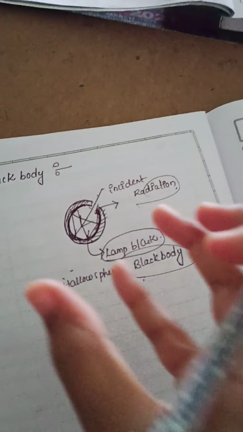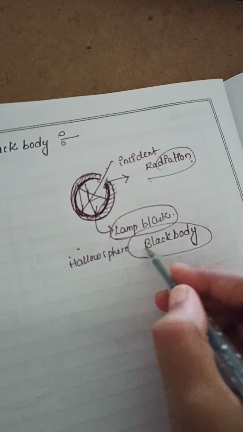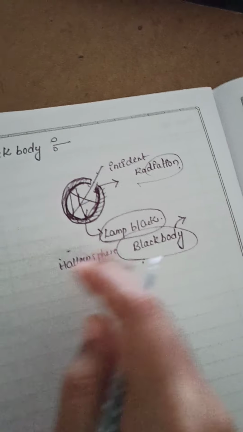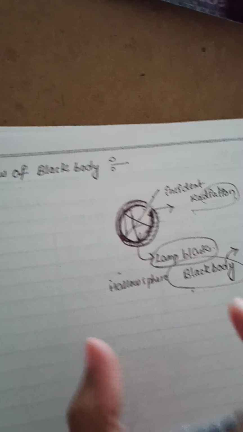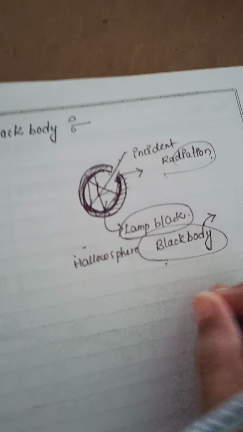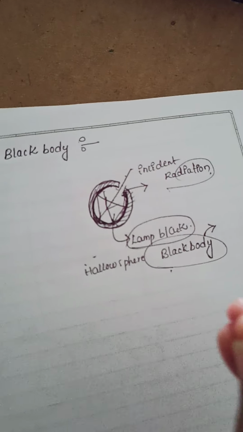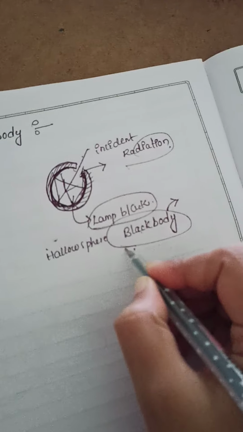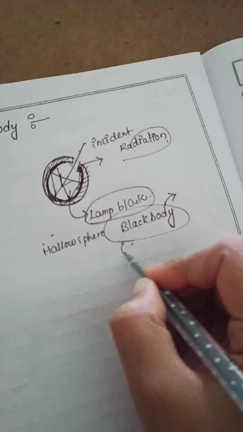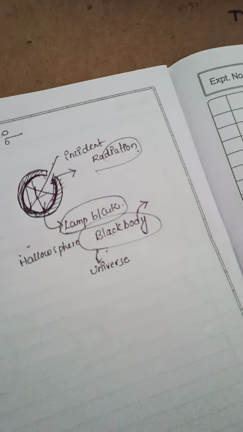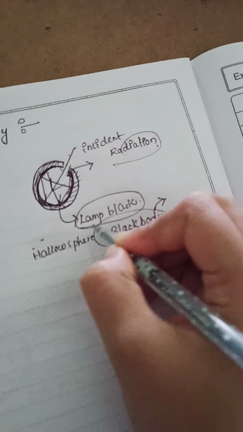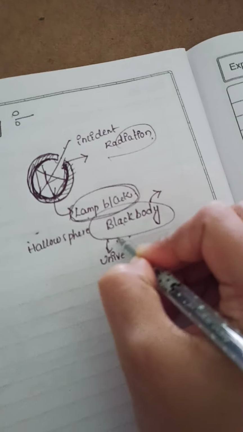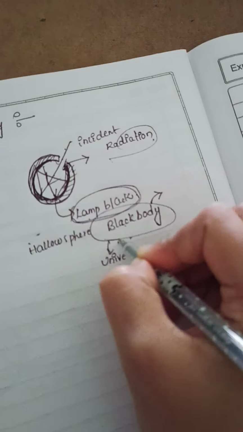And whatever radiation is absorbed by the black body, it completely emits. This is about the black body. One more thing about the black body is that no such perfect black body exists in this universe. No perfectly emitting or perfectly absorbing black body exists in nature. But lamp black is almost acting like a black body, though not exactly. It is not exactly a black body, but almost nearer to a black body.